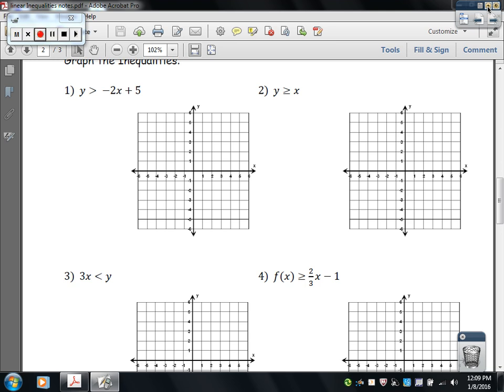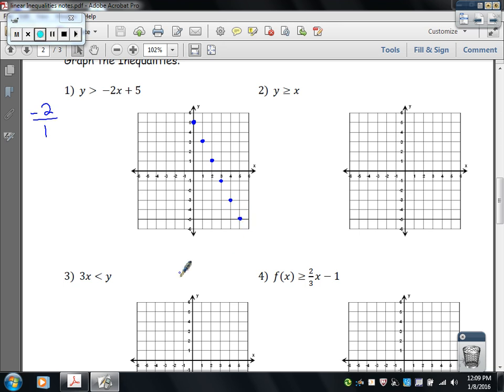My y-intercept is 5. So I start, do this on your paper, I start on the y-axis at 5. And what's my slope? So I write negative 2 over 1. So according to my slope, what do I do from this point? Down 2 to the right 1, down 2 to the right 1, and so on.